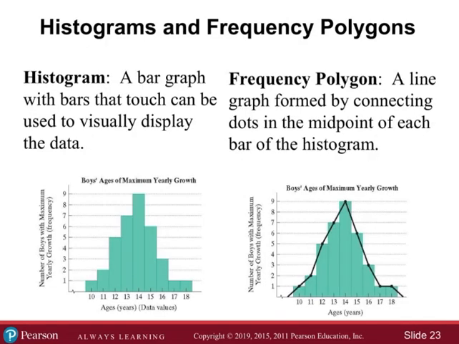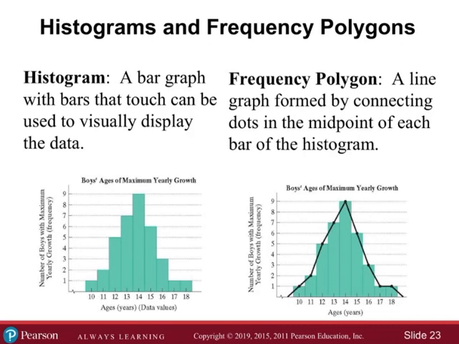That looks good. Okay. So then we have histograms and frequency polygons. A histogram is a bar graph with bars that touch, and it can be used to visually display the data. Take the boys' ages of maximum yearly growth. We can take our frequency distribution and convert it into a bar graph. We have those ages on the bottom, and then the number of boys that fall into those categories, their frequencies, on the left.